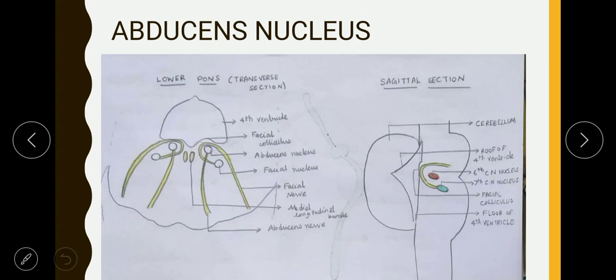So ventromedially to the abducens nerve, we can see the medial longitudinal bundle. So what is meant by the medial longitudinal bundle? The medial longitudinal bundle connects the third, fourth, sixth, eighth and the 11th cranial nerves. So this is where the abducens nerve originates, that is the abducens nucleus.